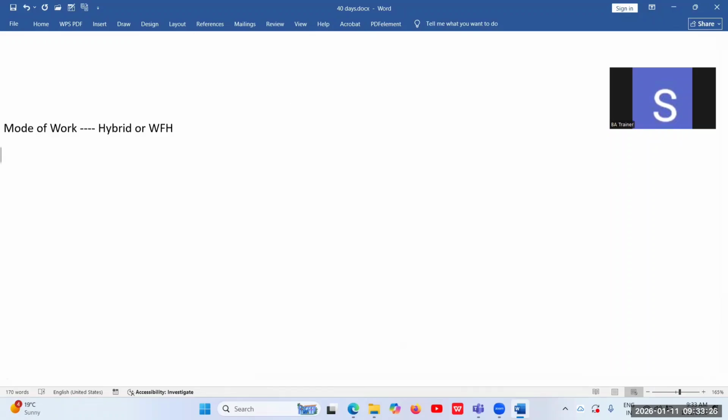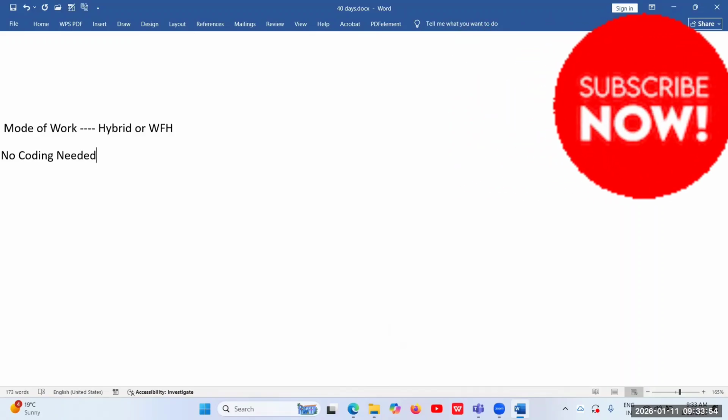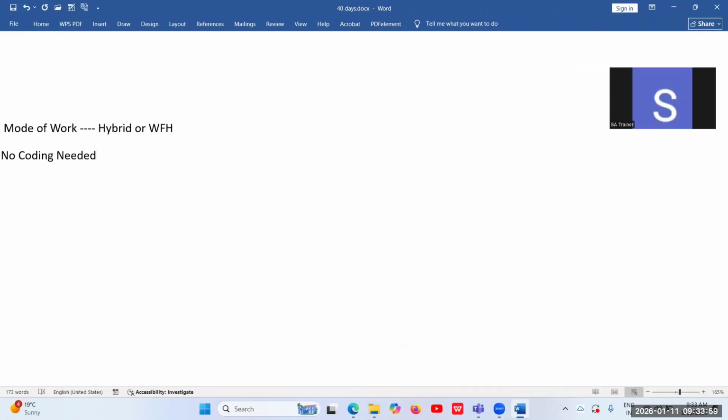And for the 40 days course, interested candidates can contact this number. In order to become a business analyst, no coding is needed. First of all, no coding needed. Many people think that to get into the IT sector, at least a programming language is needed. But to become a business analyst, there is no such mandatory skill. The only thing you need is to be familiar with the tools, the domain knowledge, and a few techniques. That is more than enough to become a business analyst.